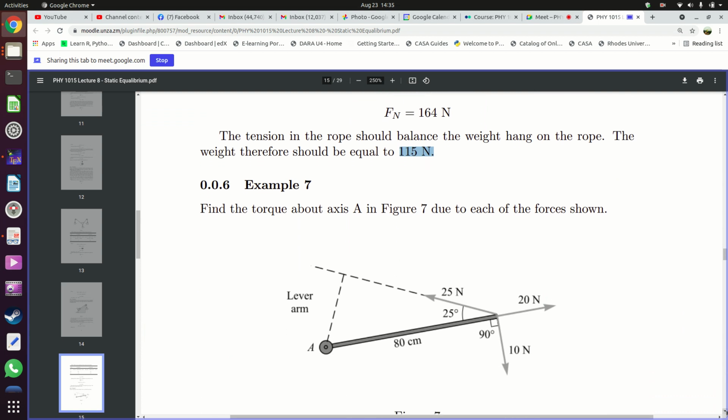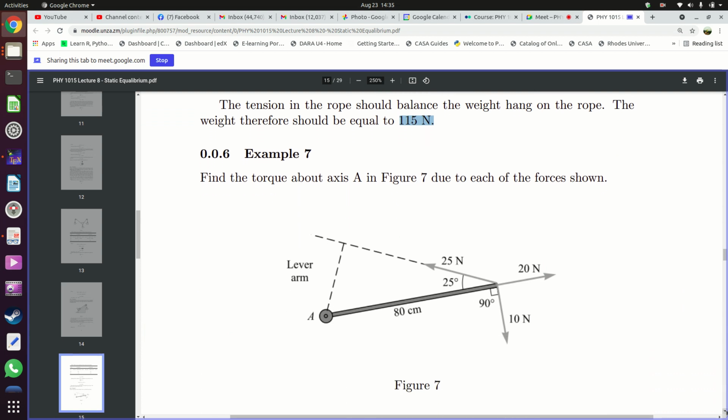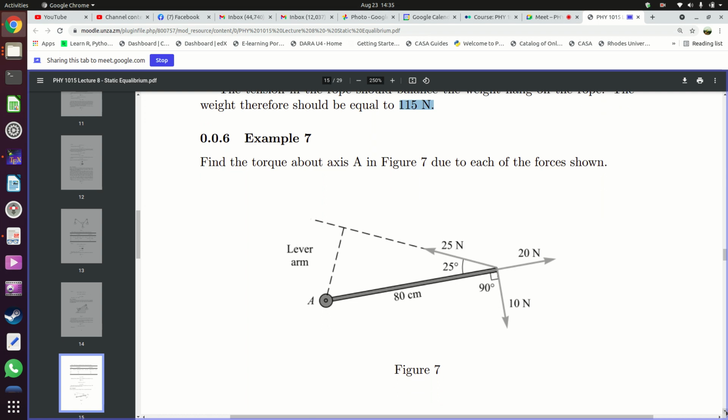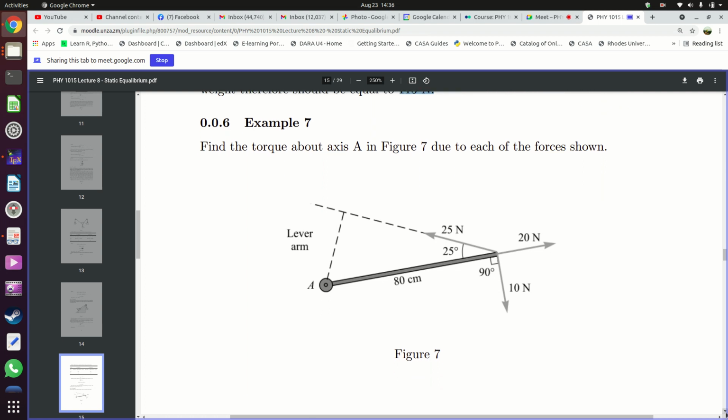Okay, so that brings to the end of us looking at how to apply the first condition of equilibrium. Now, the next thing we need to do is learn how to apply the second condition of equilibrium. And for us to learn that, we need to be able to work out how much torque a force is causing. When we're talking about torque, we are basically saying how much turning effect a particular force causes.